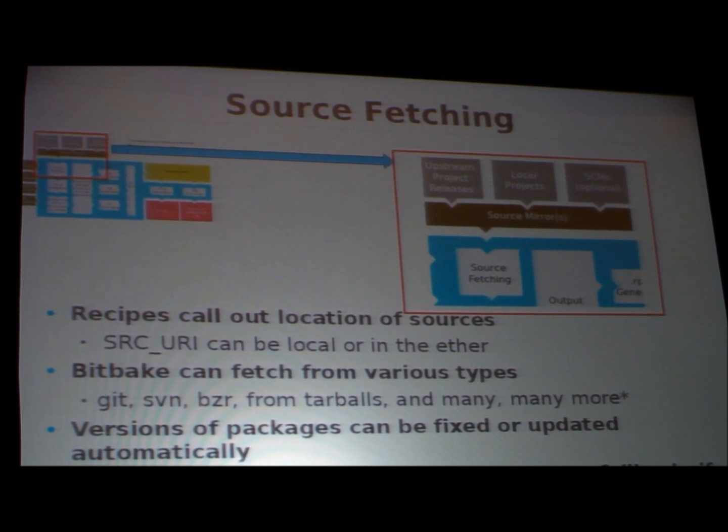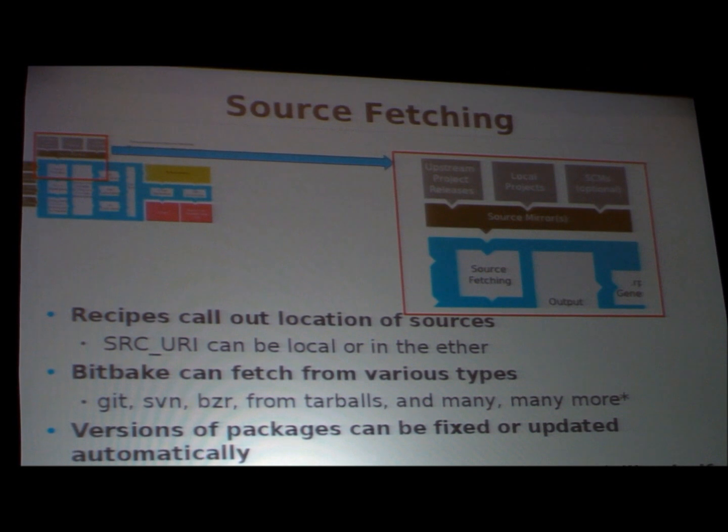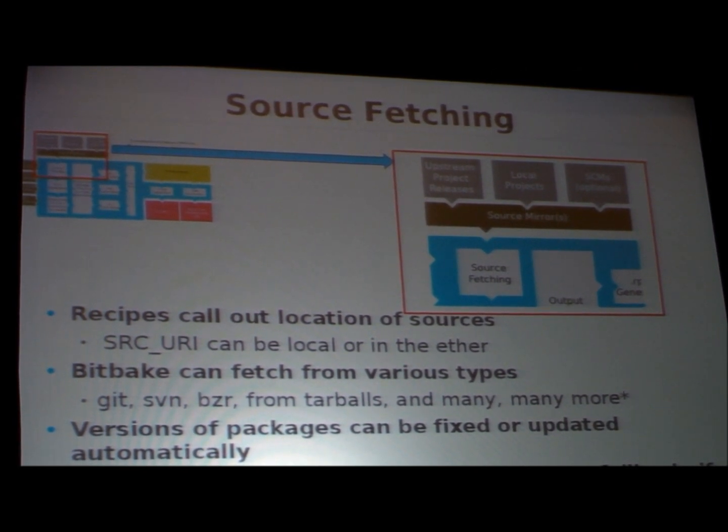So if you're a big project and you don't want people going out of your firewall, you want to know that they're getting all their sources internally, you can set up what we call pre-mirrors, which is a place to go first before it goes out onto the internet or onto the mirrors. And if you're flying, you can set it up so that you have no network and it will all work directly off your disk.